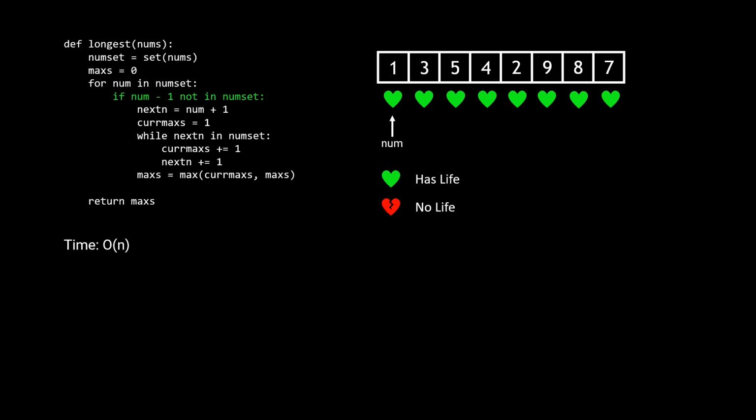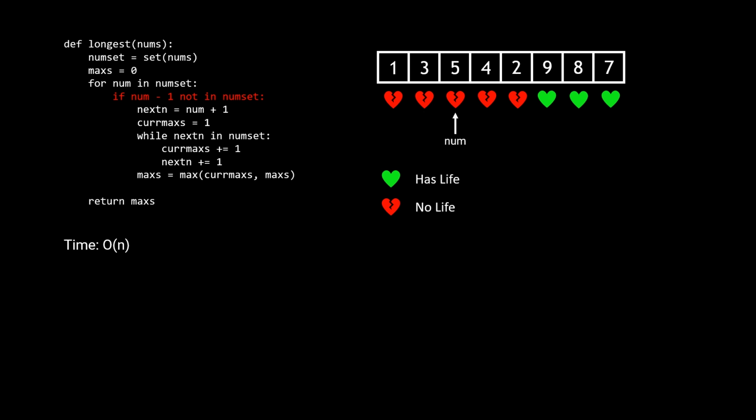For the first iteration of the for loop, num is equal to 1. Num minus 1, which is 0, is not in our num set, so we enter the if statement and run the while loop. The while loop runs 5 times, incrementing by 1 and discovering the subsequent numbers of 1 through 5. Therefore, the numbers 1 through 5 are going to lose their time lives. Next, we move on to the next iteration of the for loop, where num is equal to 3. We check if num minus 1, which is 2, is in the set, and it is, so this if statement evaluates to false, and we don't enter the while loop. And therefore, no numbers lose their time lives.